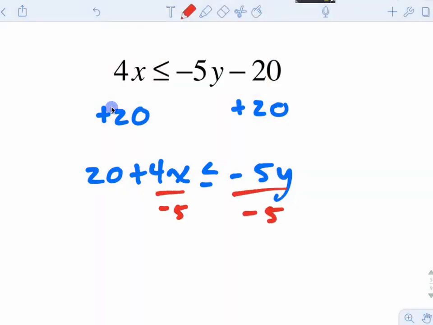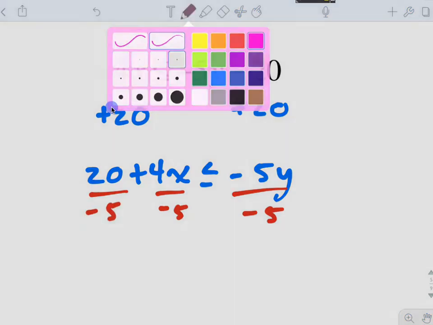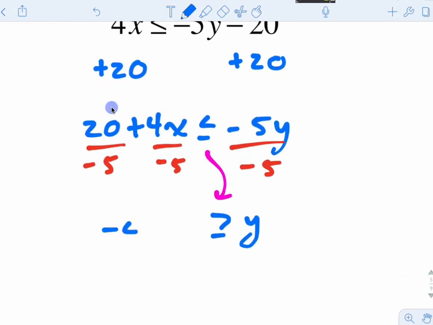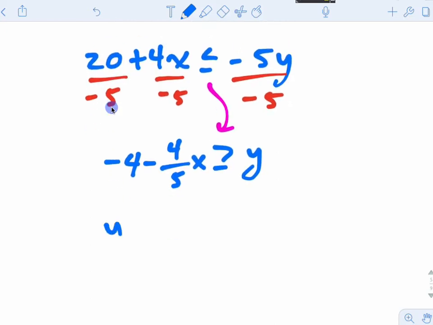And of course, once that happens, we need to remember, oh, this inequality is going to switch directions. So y is less than -4 minus 4/5 x. And if you really feel more comfortable having the y on the left-hand side of the equation, you can rewrite it. So that's the case.